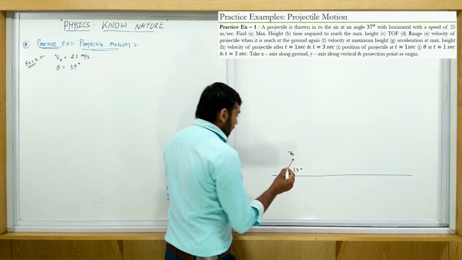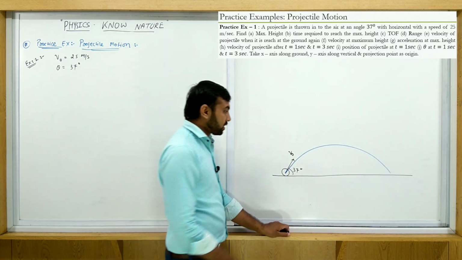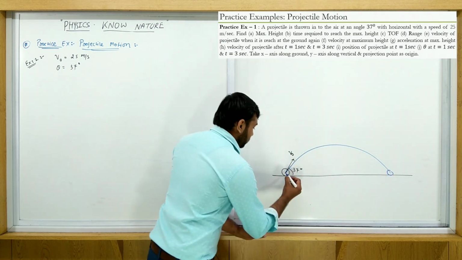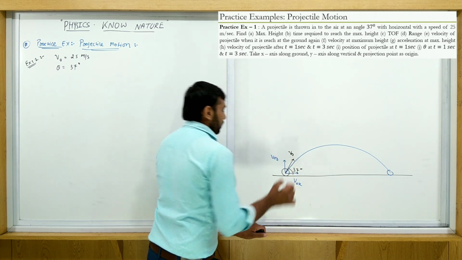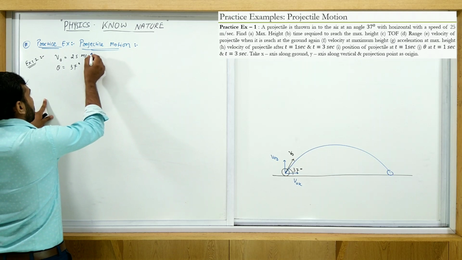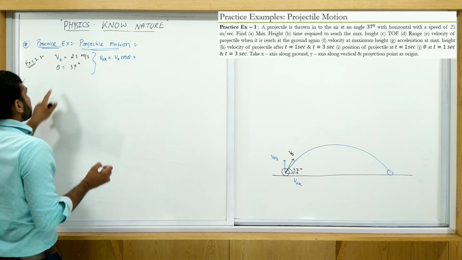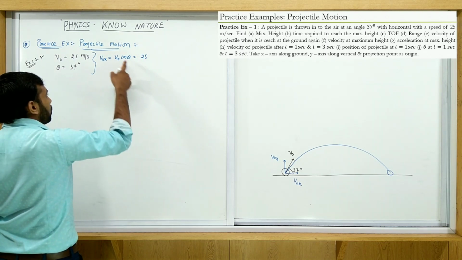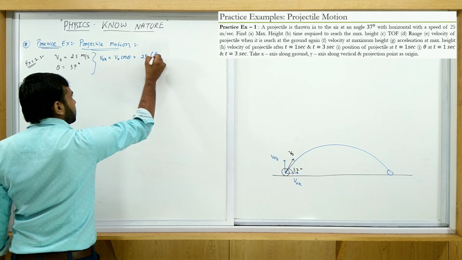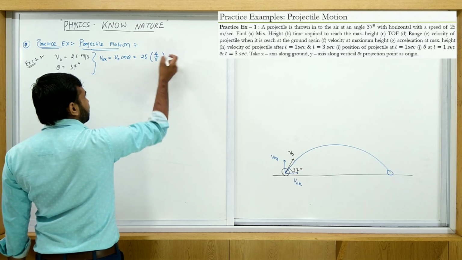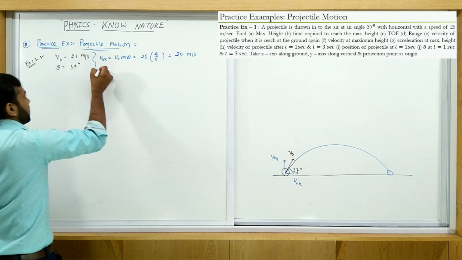So how is this projectile moved? This projectile moves along a parabolic path. It has a horizontal component of velocity v0x and a vertical component v0y. Let's find this first. What is v0x? v0x is v0 cos theta. Put the value 25 times cos 37. Cos 37 is 4 upon 5. So 5 fives are 25 and 5 fours are 20 meters per second.